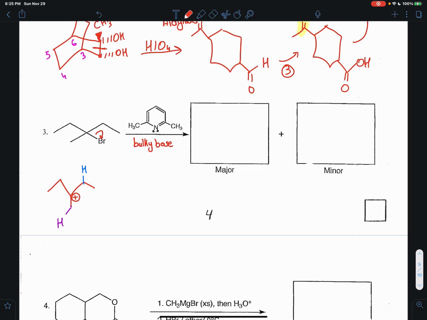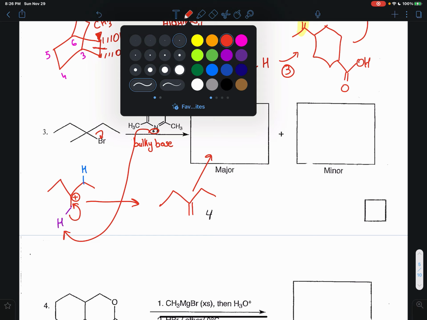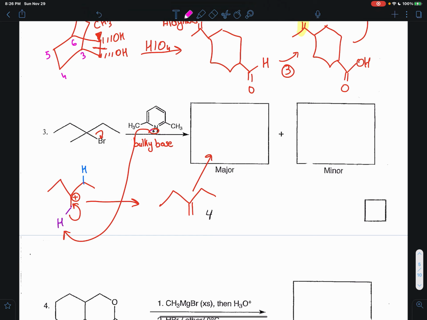So for the major product, this base is going to come and grab the hydrogen and form the double bond, and I'm going to end up with a double bond right here. So that would be my major, and now for my minor, it's going to go to the more sterically hindered hydrogen, grab the most hindered hydrogen, or the blue hydrogen in this case, and you're going to end up with this product.